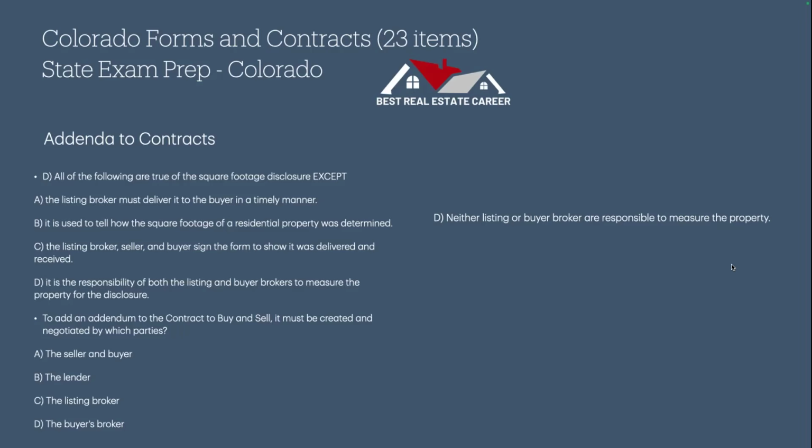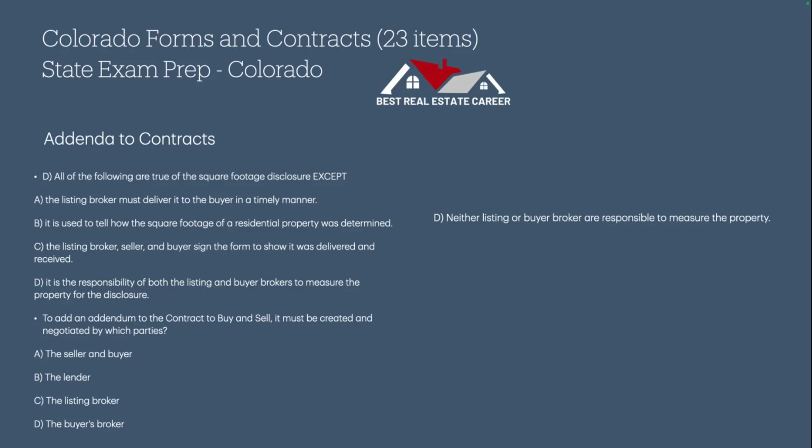Like that's it. Those are real, but it's not the listing agent's or the buyer's agent's responsibility to measure this property. And honestly, there's a piece on there that actually says, if the square footage actually matters to you, go have it independently measured. That's pretty much the gist of it. So it's actually the buyer's responsibility.